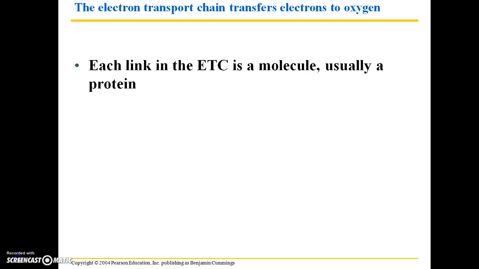Each link in the electron transport chain is a molecule, and it's usually a protein. Again, there seems to be this theme here that proteins are very important for all sorts of not only structures but functions within our cells.